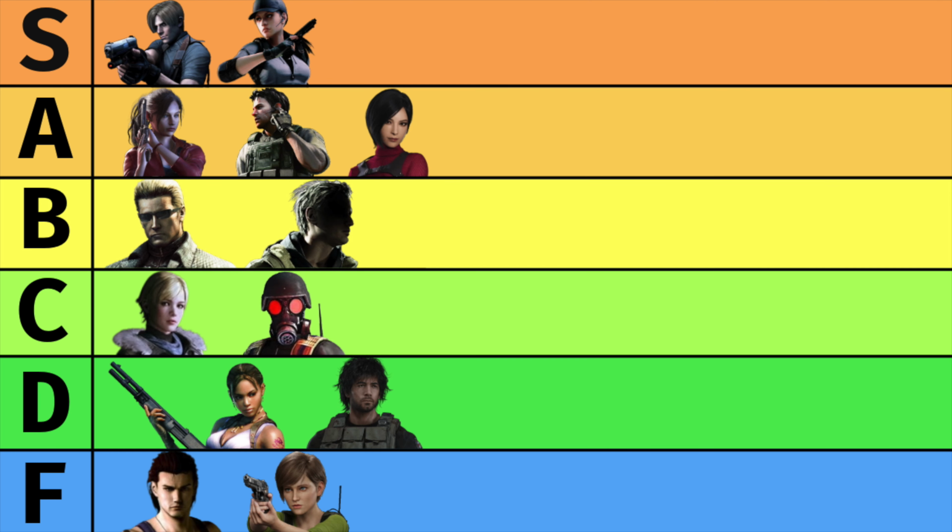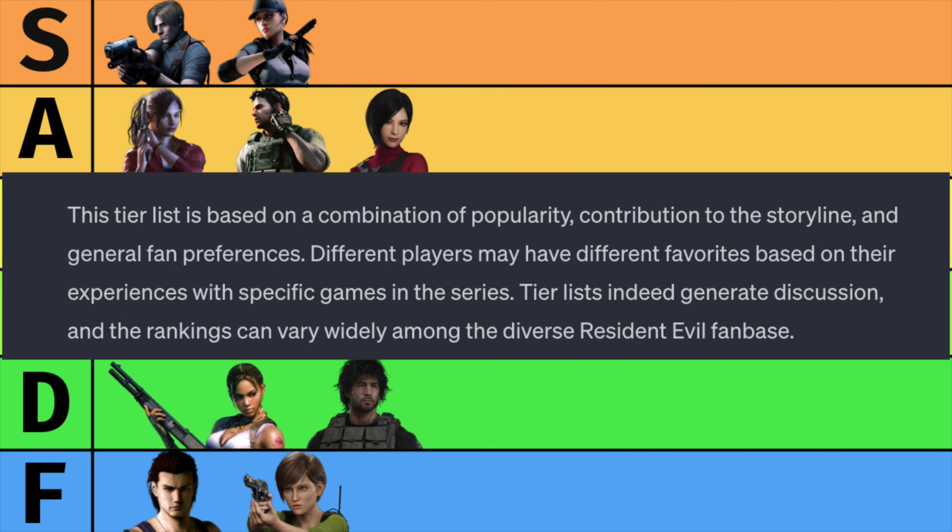So that's ChatGPT's tier list. Now it's time for me to alter it according to what I think. Though first, this is what ChatGPT had to say to close out its rankings. This tier list is based on a combination of popularity, contribution to the storyline, and general fan preferences. Different players may have different favorites based on their experiences with specific games in the series. Tier lists indeed generate discussion, and the rankings can vary widely among the diverse Resident Evil fan base.